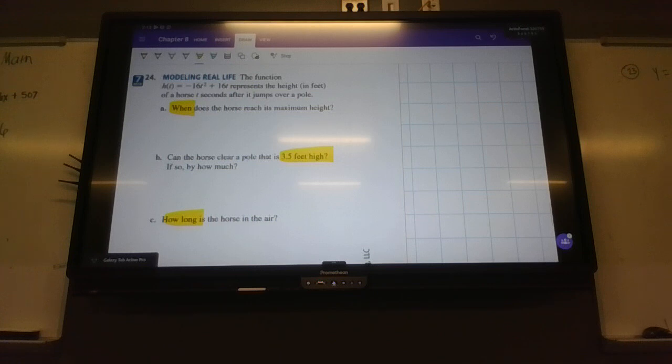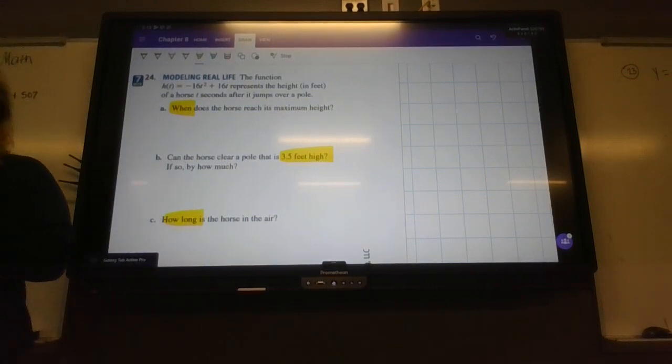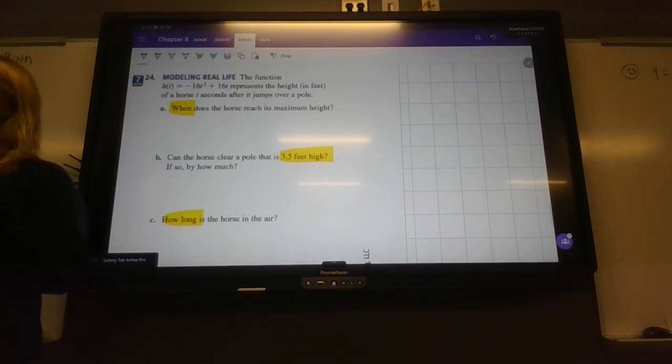The one who complained about how long does it take the horse to reach its maximum height? What time is it?